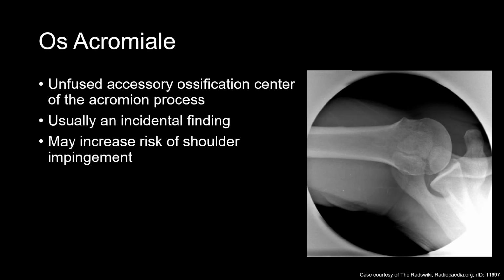Os acromiale is a secondary ossification, an ununited ossification center, or an accessory ossicle here at the tip of the acromion. So you can see the acromion process has developed this ossicle where they either didn't unite or it's an extra bone.